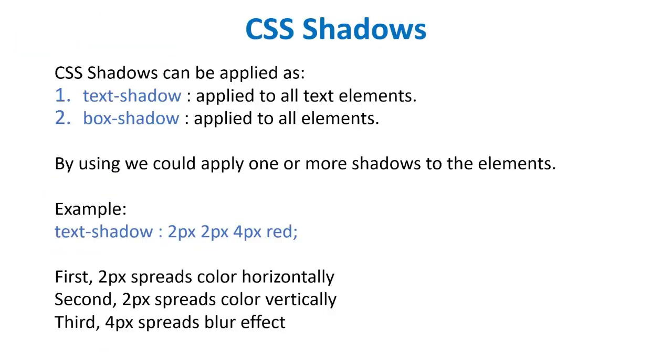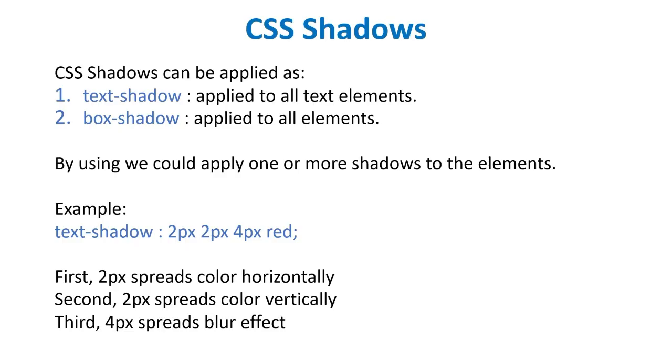CSS shadows can be applied as text-shadow, applied to all text elements, and box-shadow, applied to all elements except text elements. By using them, we could apply one or more shadows to the elements. Example: text-shadow: 2px 2px 4px red.